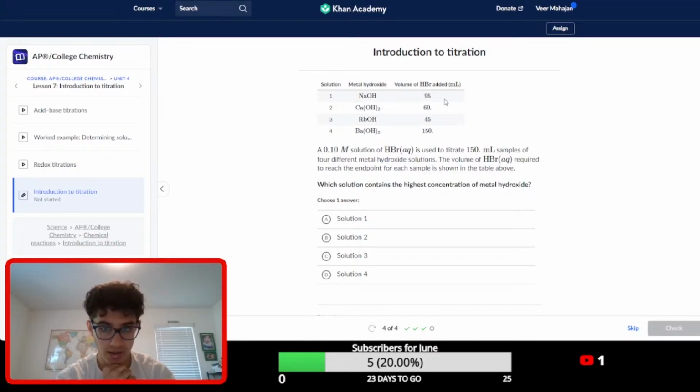A 0.1 molarity solution of hydrobromic acid, might be the wrong name, is used to titrate 150 milliliter samples of four different metal hydroxide solutions. The volume of HBr required to reach the endpoint for each sample is shown in the table above. Which contains the highest concentration of metal hydroxide?